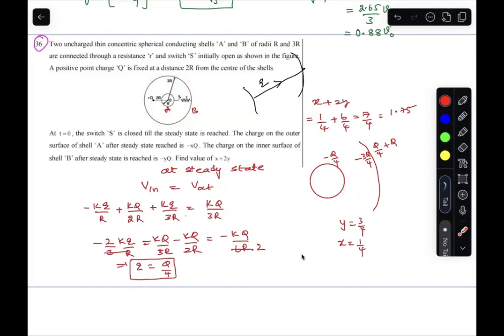So now clearly what I can say is inside minus 1 by 4. In the place of x, you have 1 by 4. In the place of y, you have 3 by 4. They are asking x plus 2y, that is 1 by 4 plus 6 by 4. This is 7 by 4, 1.75.